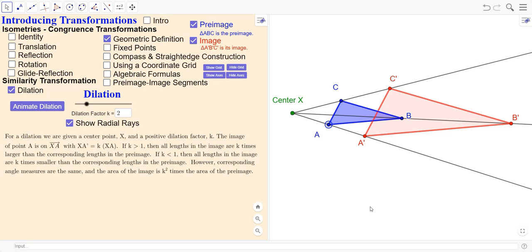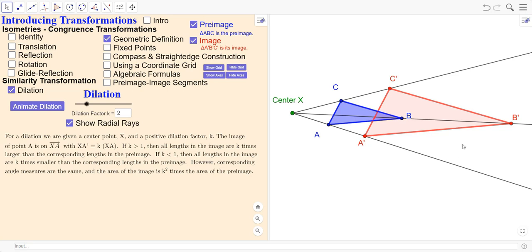Now, when I say twice as big, I'm really talking about lengths. So any other length that would be related to this, like the altitude or the lengths of the sides, are all twice as big as well. So the distance, say, from A to C, whatever that is, it's twice as much to get the distance from A prime to C prime. And this side here, C prime to B prime is twice the distance of this one here from C to B, and so forth for the other side.